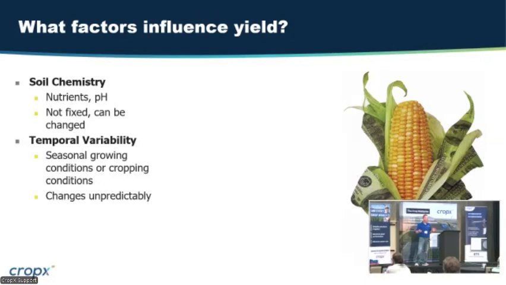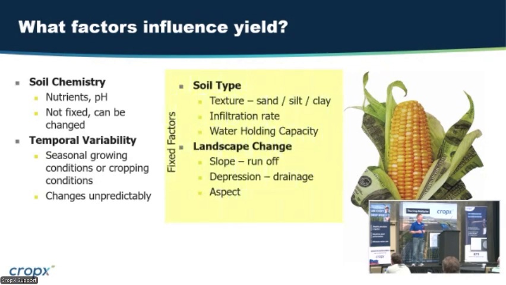We have our temporal variability. Well, we can't control that. The seasonal, year-to-year conditions and cropping practices aren't in our control. But there's two things that I call the fixed factors, and Nick Stoll and Rebecca talked a little bit about that this morning, but it's soil type and topography. And I often narrow it down to landscape change.